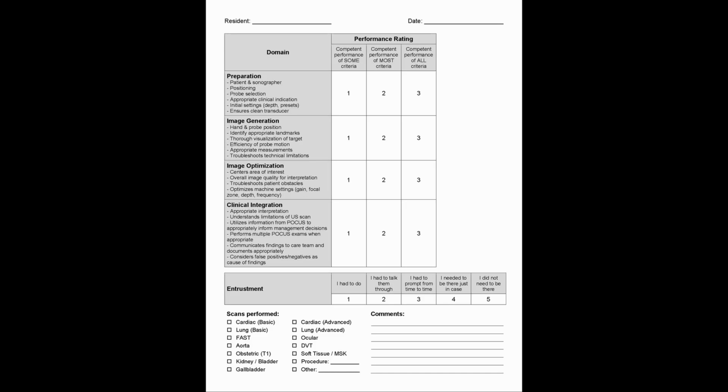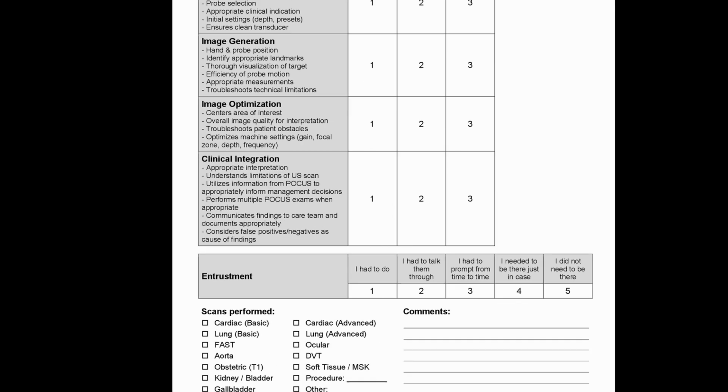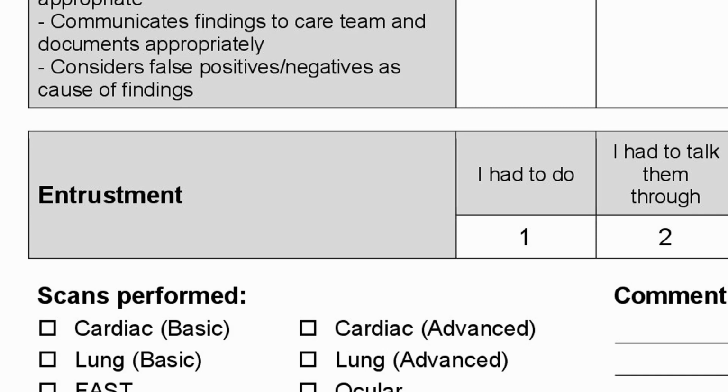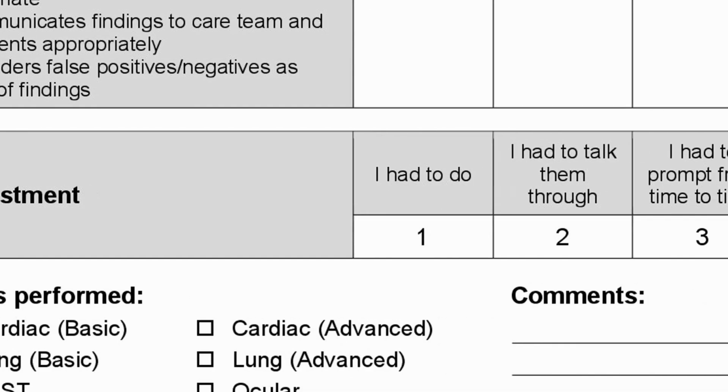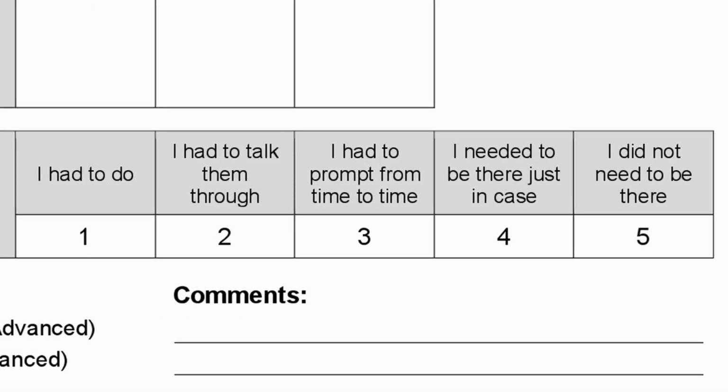After you've gone through all 4 domains, you'll give one final score for their performance overall. This last rating uses an entrustment scale, which asks you to think about how much supervision this resident really needs. If the resident was totally independent and you didn't need to be there, give them a 5. If you didn't do anything but you still felt like you needed to be around, give them a 4. If you found yourself giving hints and reminders, give them a 3, and if you really had to talk them through it, give them a 2. Finally, if they were really lost and you just had to do it for them, give them a 1.